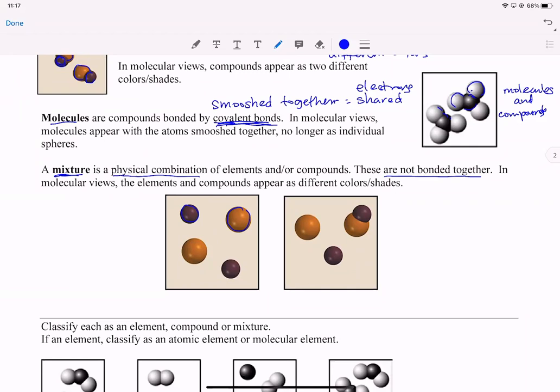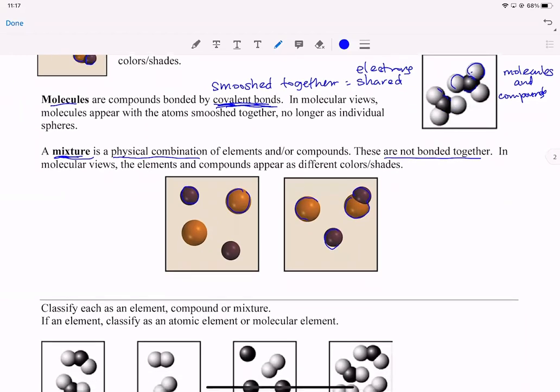So this is also on the right, a mixture, because you've got red, you've got blue, you've got this molecule. This is also a mixture. They're not all stuck together. They are different colors, they're different atoms, and they are all thrown together. So that's a physical combination called a mixture.